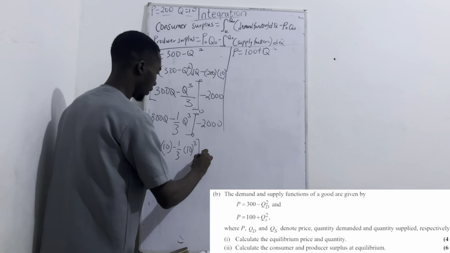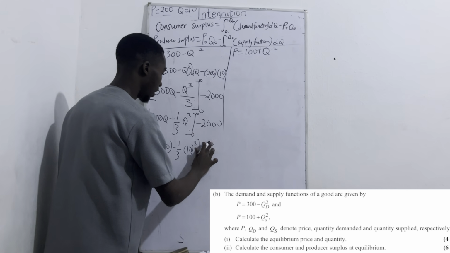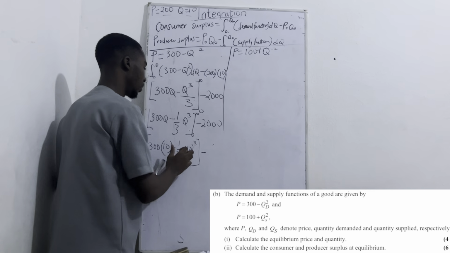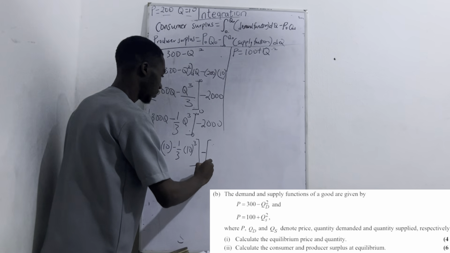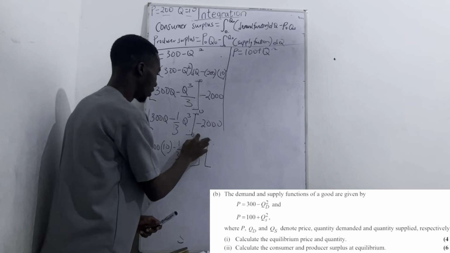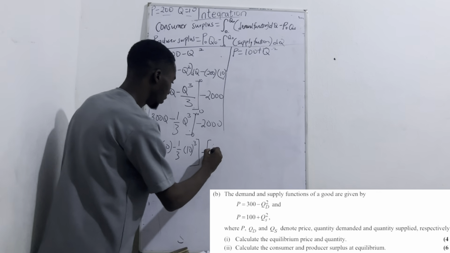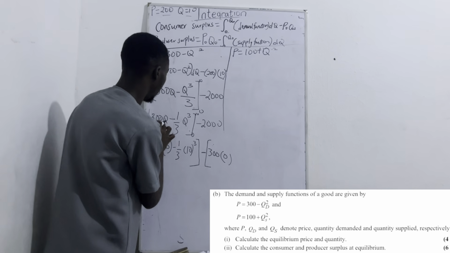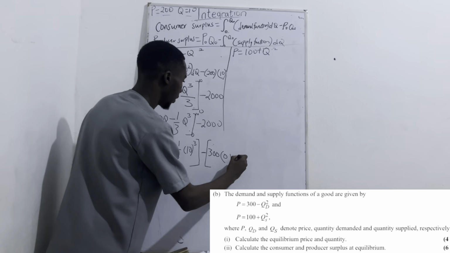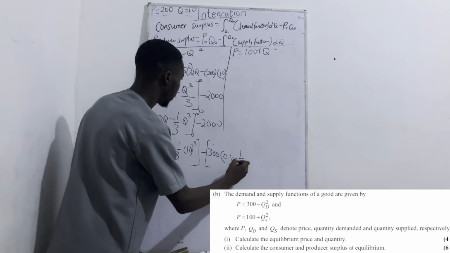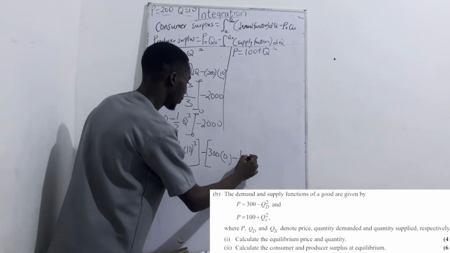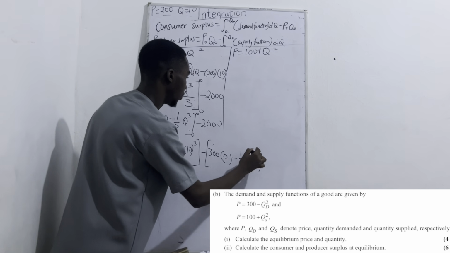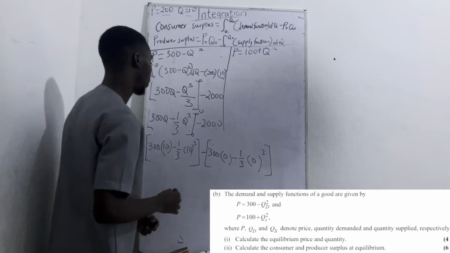Do you get it? Then minus the same thing, but now we're going to put 0 into it, which is the bottom one. So always you put the top one into it, which is the 10, then minus the bottom one, the 0, you put into it. So it's 300 into brackets 0. You get it? Wherever you see K, you put 0 there. Then minus 1 over 3 into brackets 0, then cubed. Get it? So this is what you are getting.